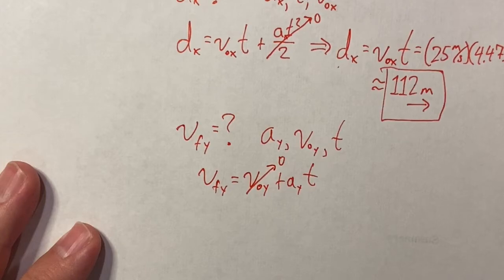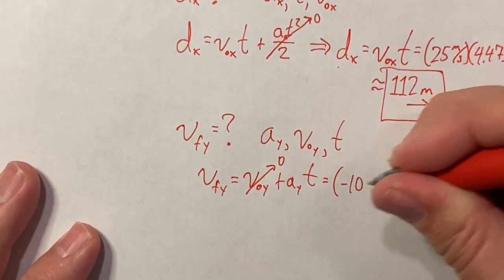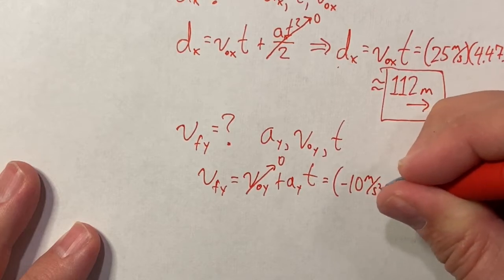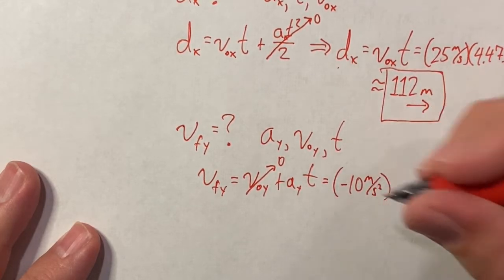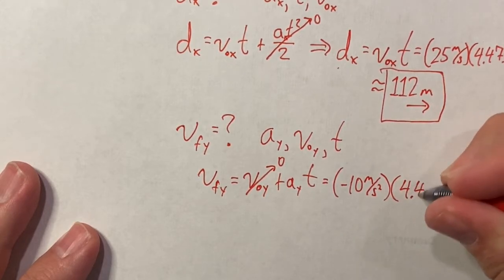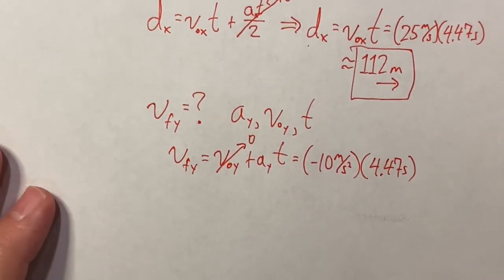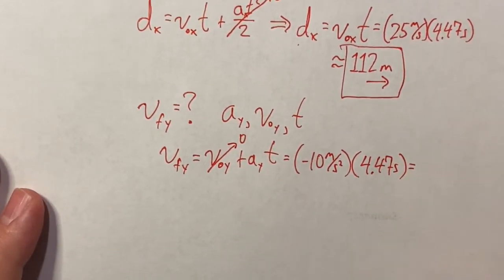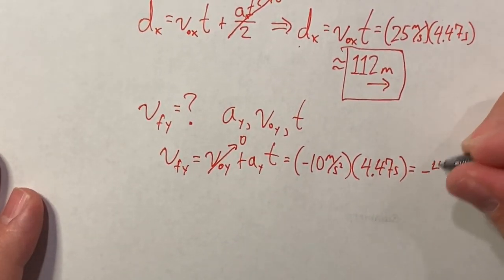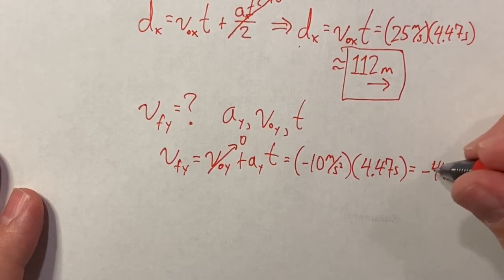I'll go ahead and zero out that v original. So v final is going to be equal to negative 10 meters per second squared, or 10 meters per second squared down, times my 4.47 seconds. And what that's going to tell us is that v final is about negative 44.7 meters per second. In other words, 44.7 meters per second down.